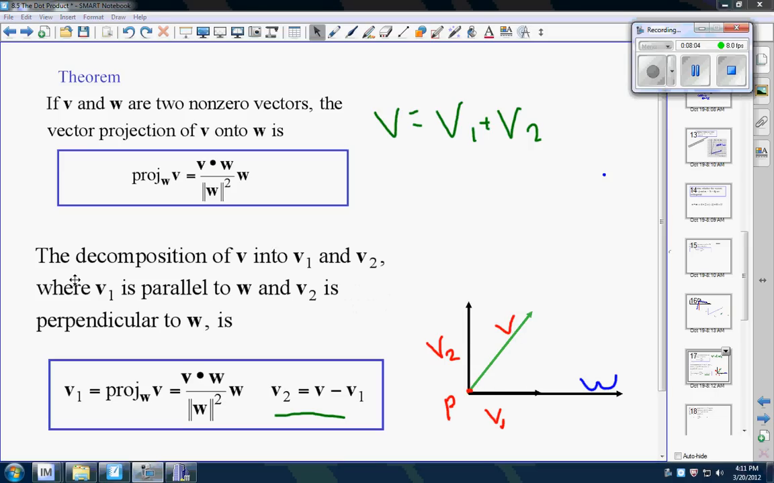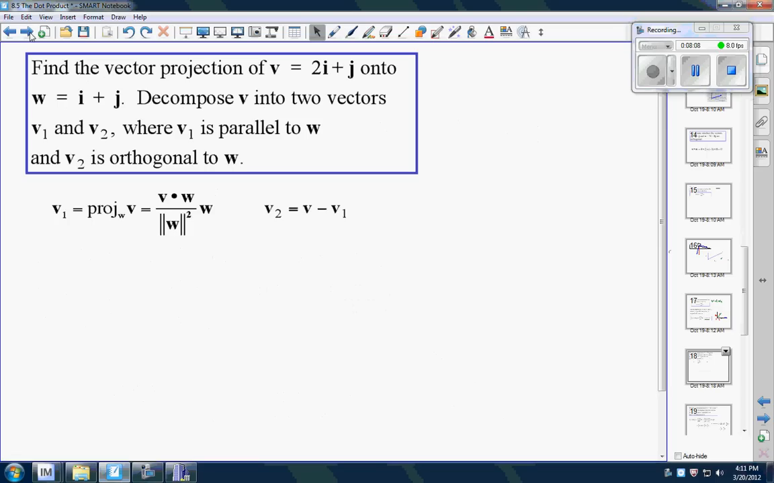All right, it's going to be best illustrated here with an example. So find the vector projection of V onto W and decompose it into two vectors, V1 and V2, where V1 is parallel and V2 is orthogonal. So again, you'll have formulas, you just have to be able to use them. So we want to figure out how much of V is being projected onto W. So we're just going to use our formula here.